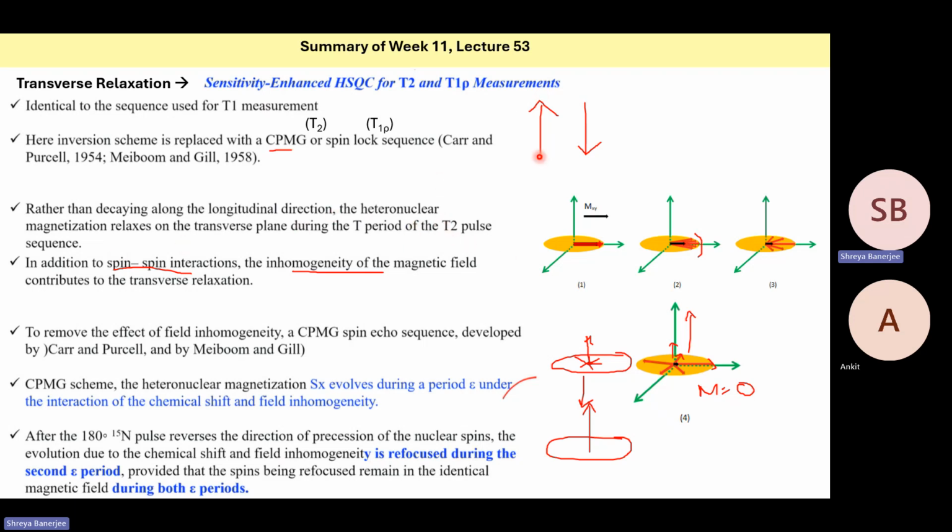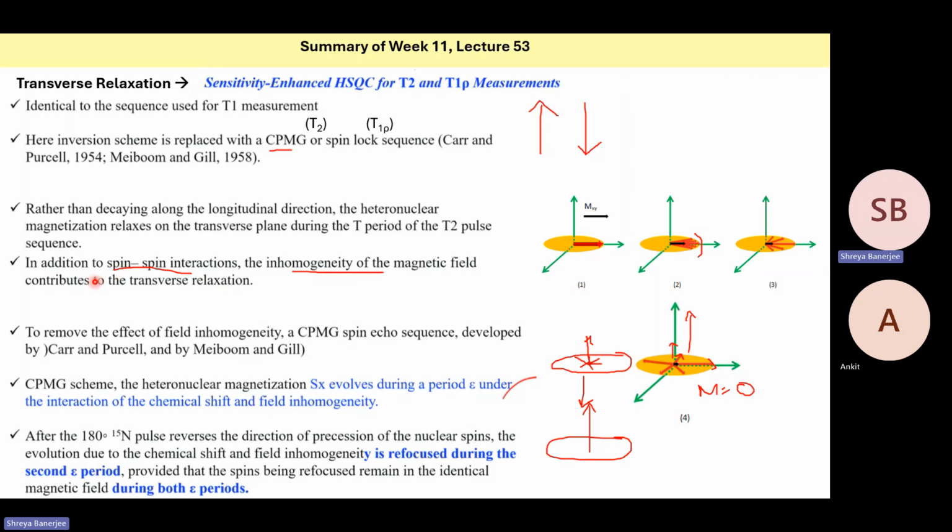So in longitudinal relaxation, the decay was in the Z direction. From minus Z, it was coming back to plus Z. Here the decay is along the transverse direction. Initially, the transverse components completely cancelled each other out. They were maximum. Then the XY components are reducing, the Z component is increasing. Finally, the XY components become 0 and the magnetization is back along the Z direction.